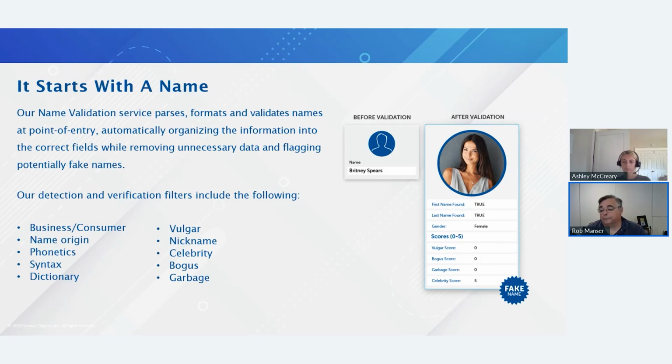So that helps. But really what we're looking for on the fraudulent side of it is more of these right side bullets here: the vulgar, the nickname, the celebrity, the bogus, or the garbage. Those are what people will basically make up to create a fake account. And so name validation is very helpful in doing that. And we will give you, as you can see, an overall score, as well as a score for each of those line items to tell you if it's a legitimate person or not. And again, these scores are actionable for you to write business logic around.